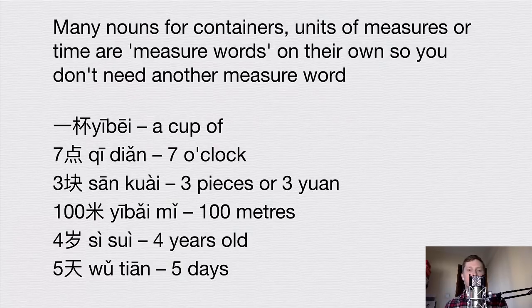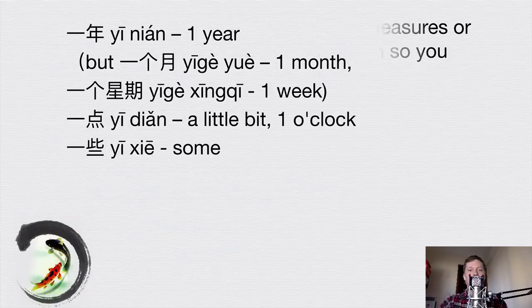三块 means 3 pieces, or it can mean 3 yuan, the Chinese unit of currency. 100米, meters is also a measure on its own. You don't have to use a measure word with that. 4岁 means 4 years old. And 5天, 5 days. All of these words are measure words in and of themselves.